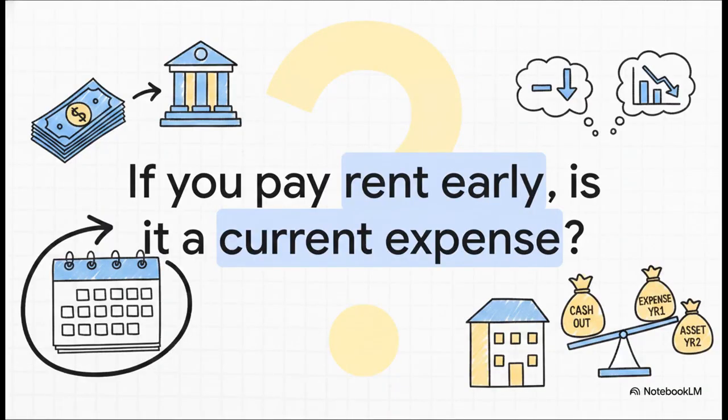You decide to pay your rent for the entire next year, today. Cash leaves your bank account immediately, right? So is that a current expense for this year? It's a super simple question, but it totally shatters a very common assumption. Just because cash leaves the bank doesn't automatically mean it's an expense for the current year. If you actually record it that way, you are drastically understating your current profit.